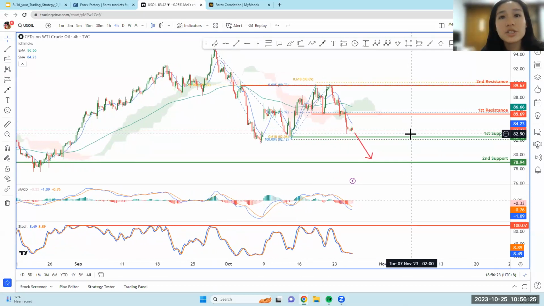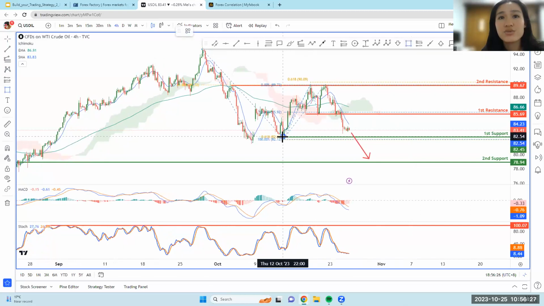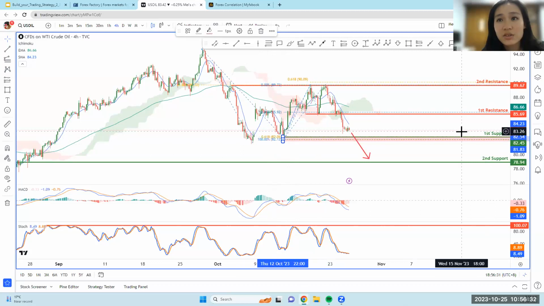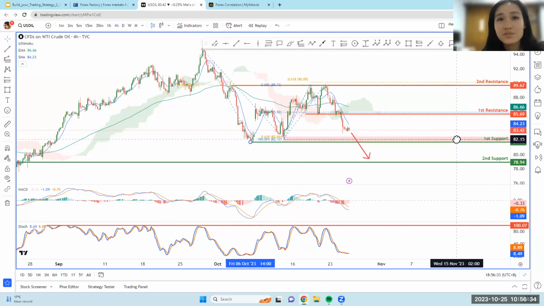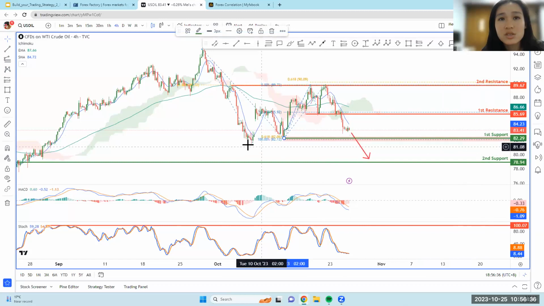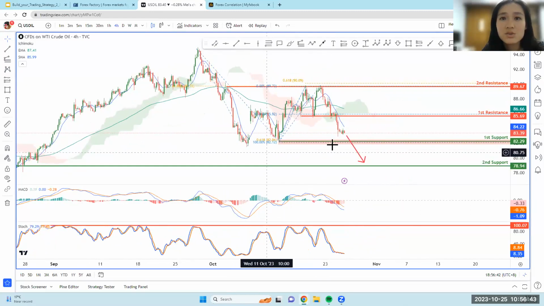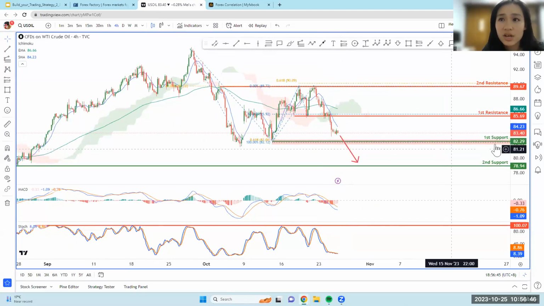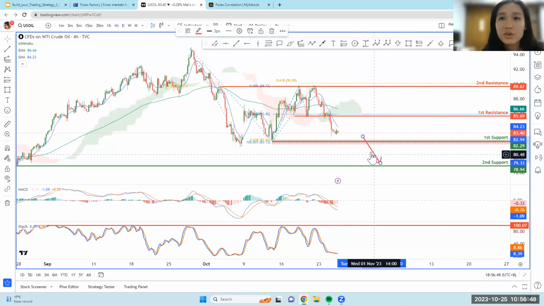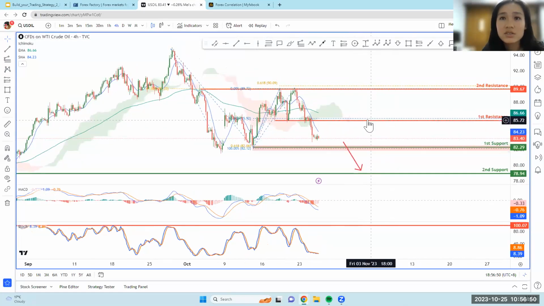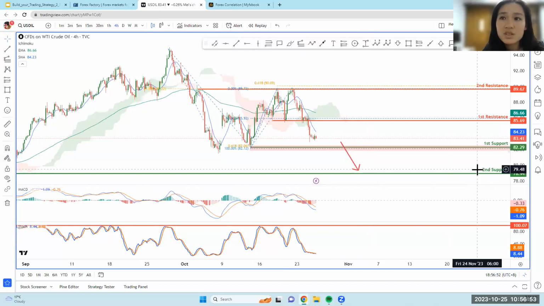I want to mention that we might see price reacting off of this level at our first support, because we have a confluence area here with the swing lows and also with the 61.8 and the 100% Fibonacci projections. But overall, there's still a lot of downward pressure, so we can probably expect it to break the first support and head towards our second support.